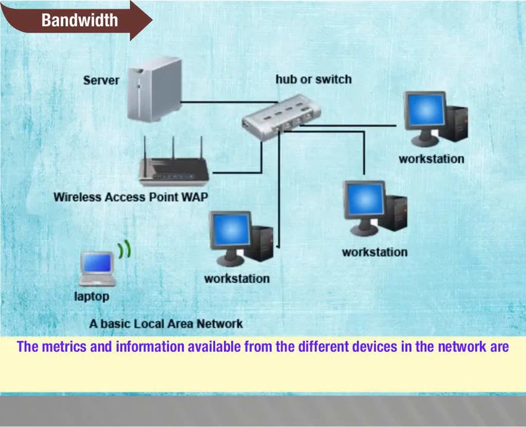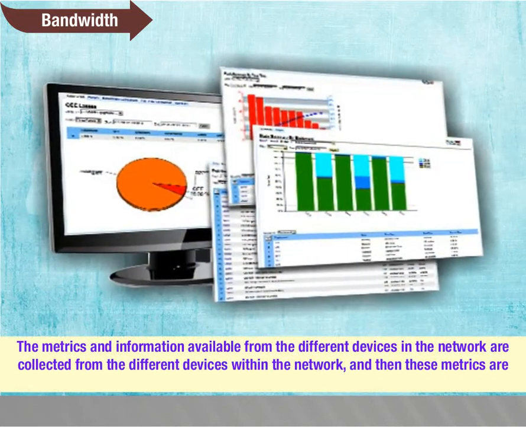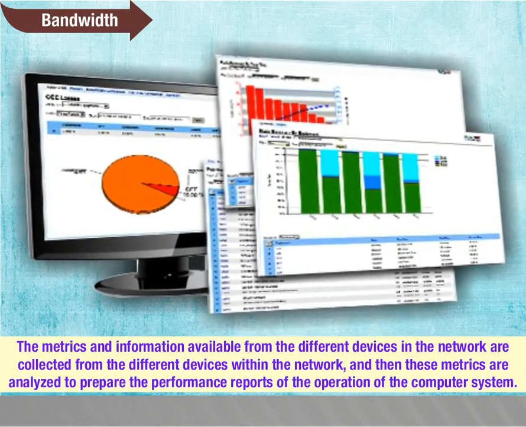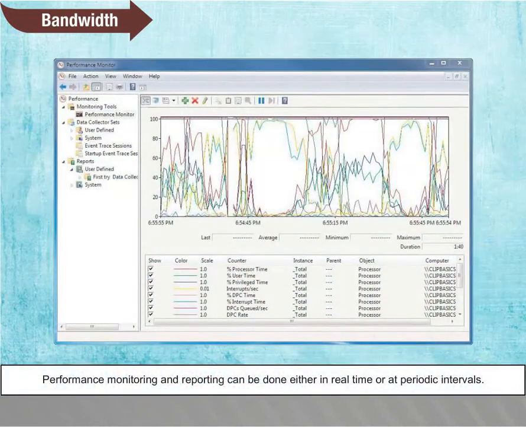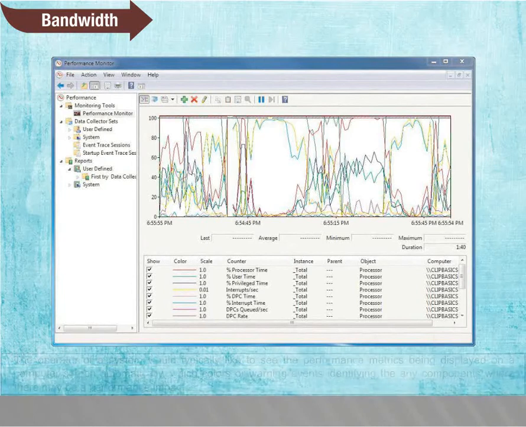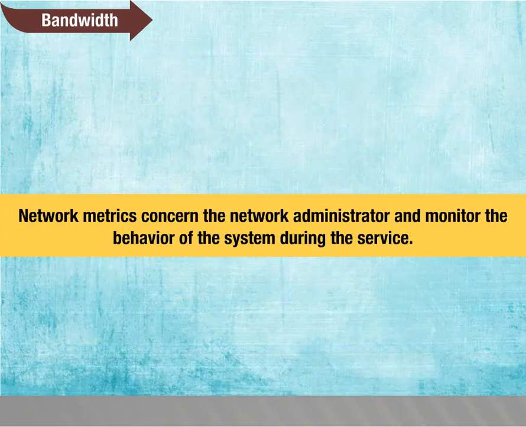The metrics and information available from the different devices in the network are collected, and then these metrics are analyzed to prepare the performance reports of the operation of the computer system. Performance monitoring and reporting can be done either in real time or at periodic intervals. The operator of a system would typically like to see the performance metrics being displayed on a computer screen automatically, with colors or warning events identifying any components where there may be a performance impact. Network metrics concern the network administrator and monitor the behavior of the system during the service.